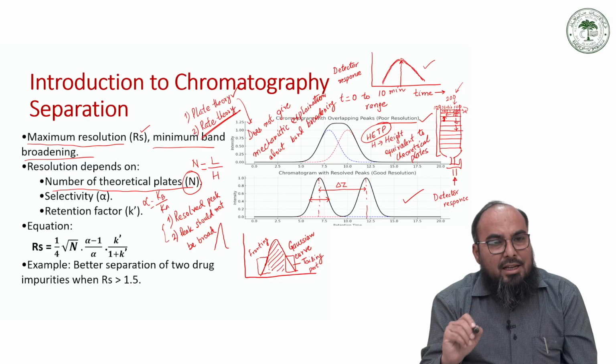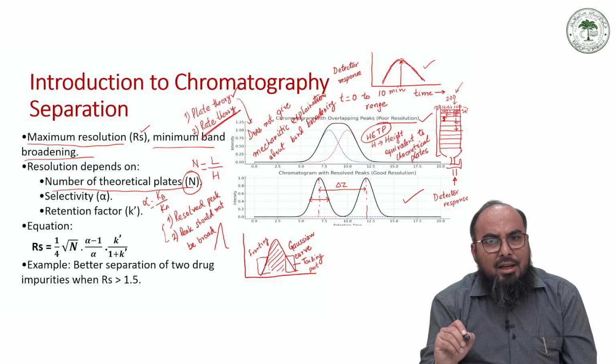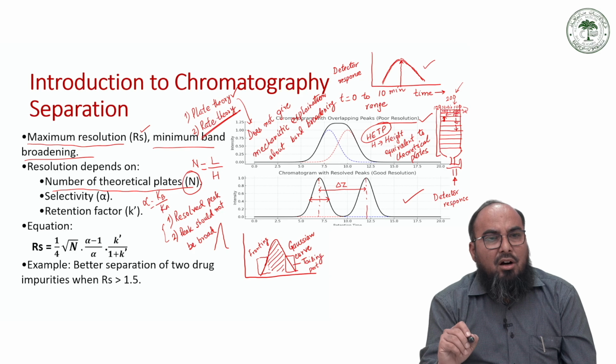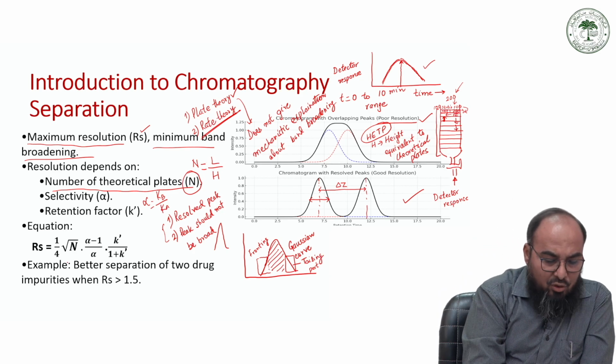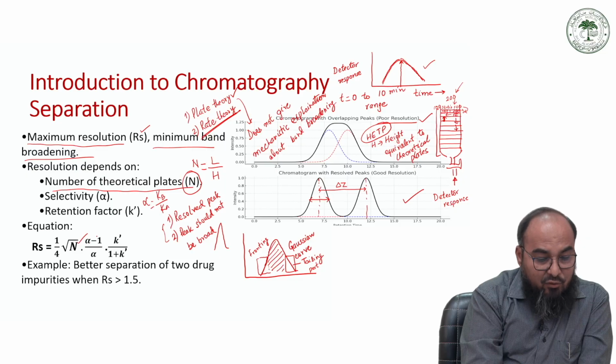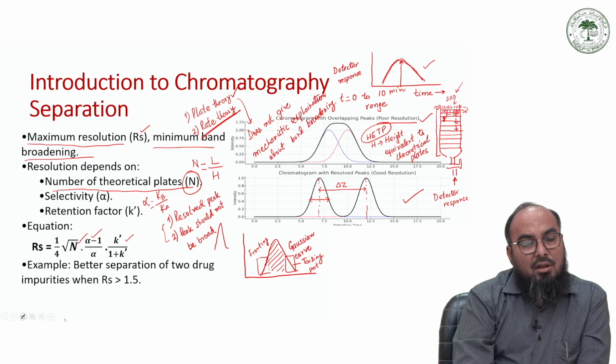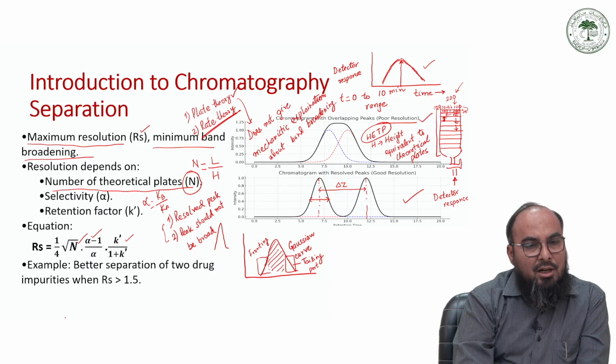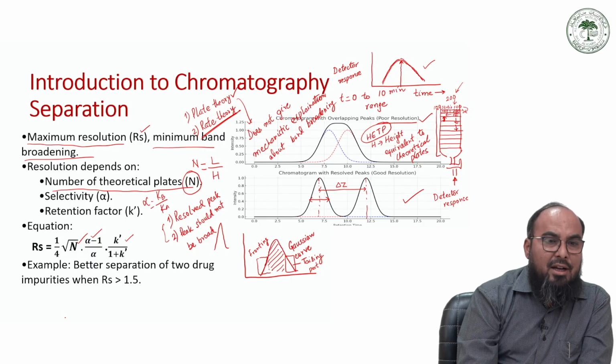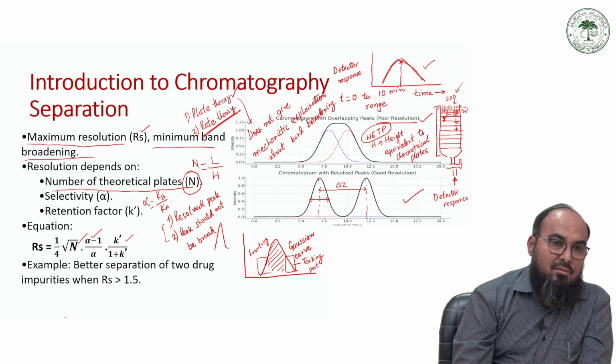Similarly, in terms of quantification, you can also think of resolution as 1 upon 4 under root N, where N is the number of theoretical plates, alpha is the selectivity, and K dash is the retention factor. So if you want to quantify it, you can write it in terms of an equation: 1 upon 4 under root N, alpha minus 1 upon alpha into K dash upon 1 plus K dash.